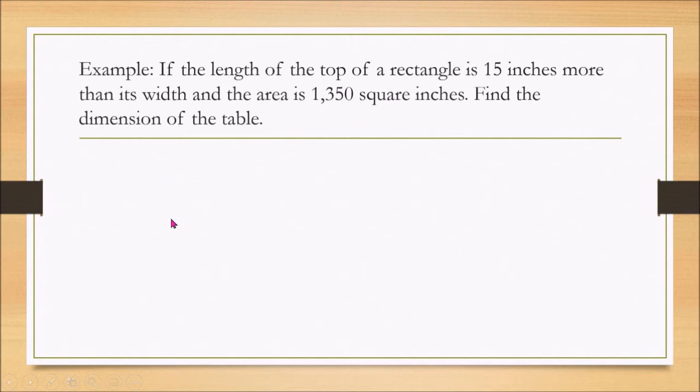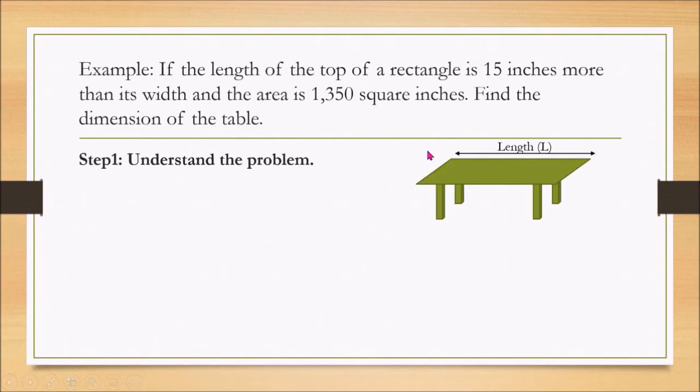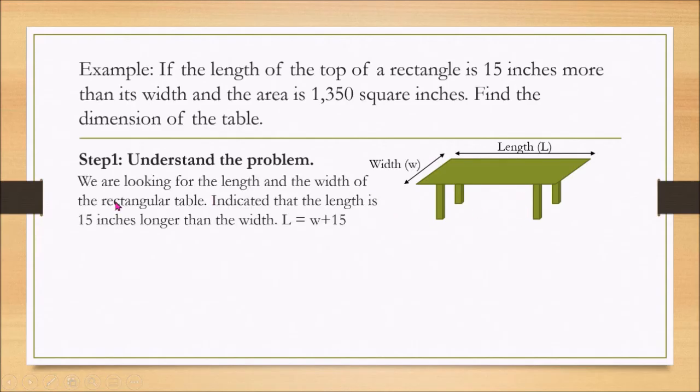The area is equal to length times width. But let's do step one first, of Polya's four steps in problem solving. To understand the problem, we have to know the given. This is my length and this is my width, so we are looking for the length and width. The rectangular table is 15 inches longer than the width. That means your length is equal to the width plus 15. So next, we go to step 2.